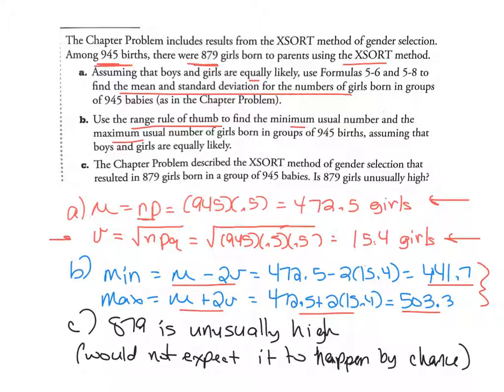And then part C asks, is 879 girls unusually high? Because 879 is way outside of 503.3, it is definitely unusually high, which means we would not expect that to happen just by chance. No, that's way too high for that to happen by chance. The conclusion would be that it appears this method is effective. We can't prove it's effective just by looking at the numbers, but we can say it sure does look like, statistically, that it is effective because it's too big of a number to happen just by chance.